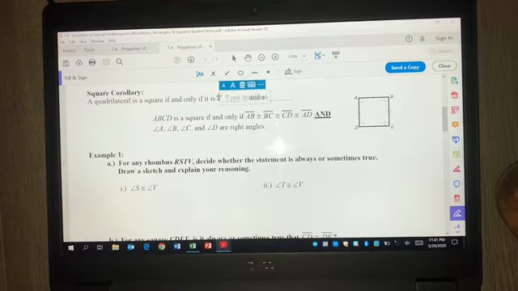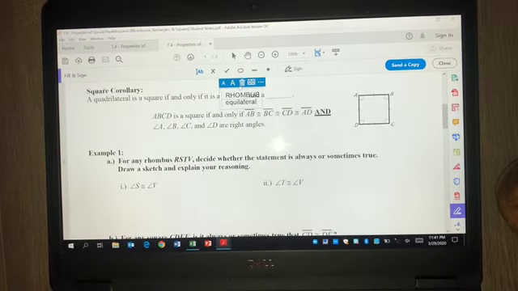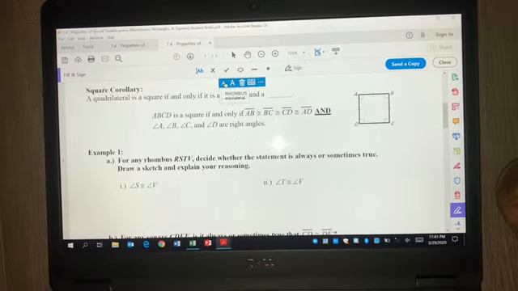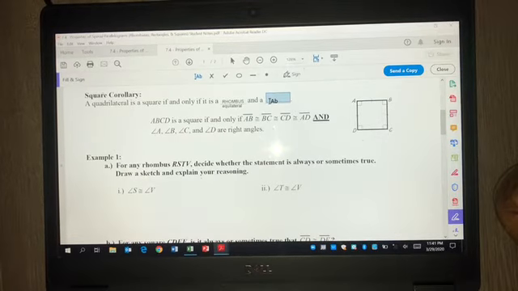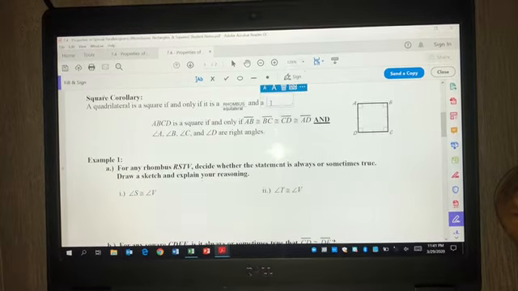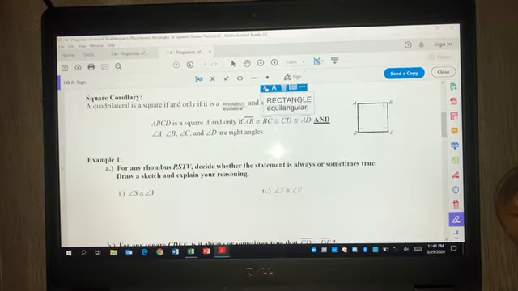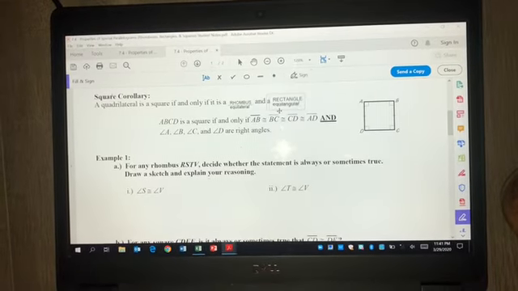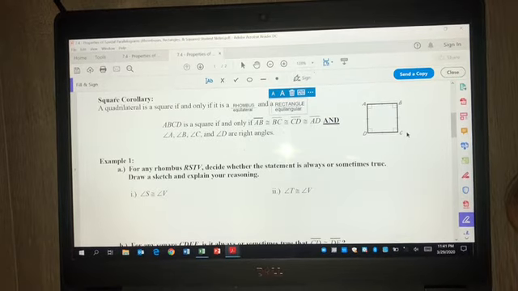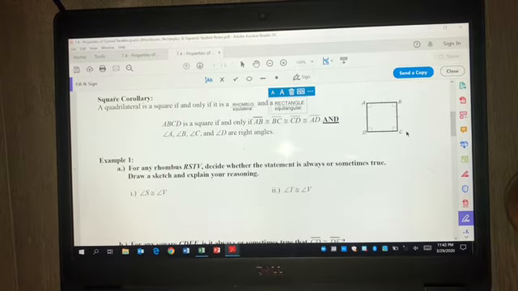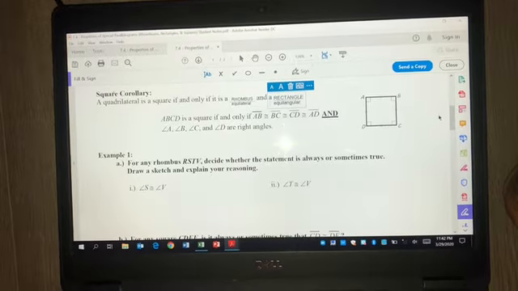Well, a rhombus is an equilateral and a rectangle is equiangular. Therefore, a square is both. So logically, a square is a rectangle. All squares are rectangles, but not all rectangles are squares.